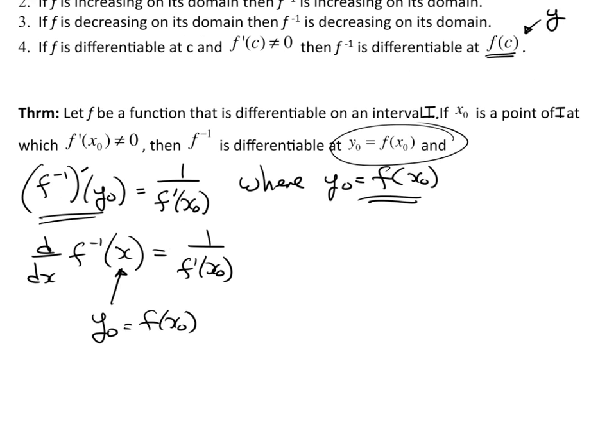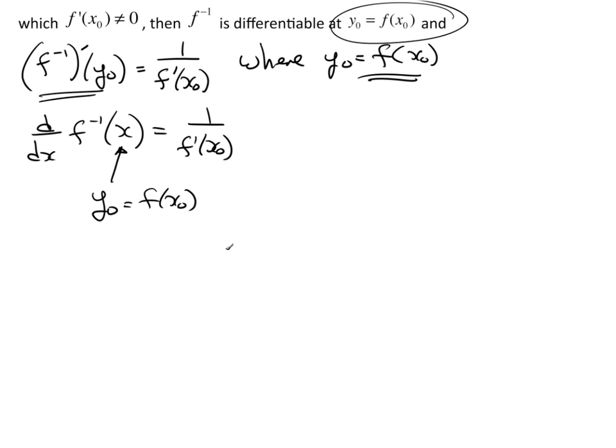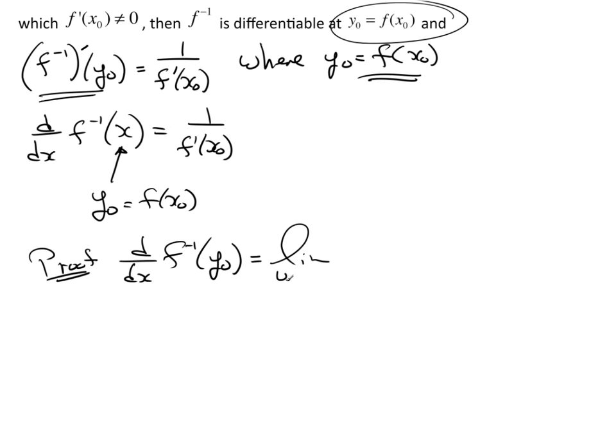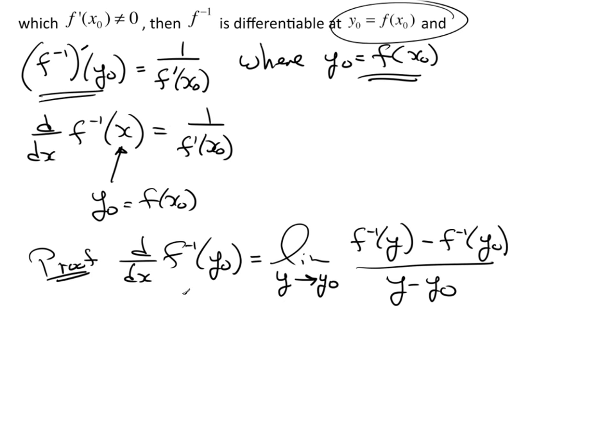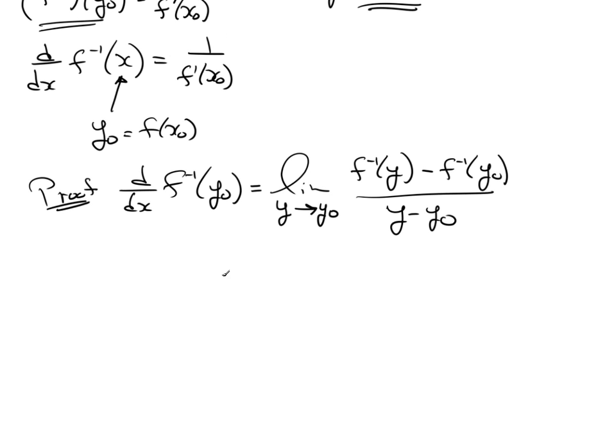Now, let me whip out a quick proof for you, because the proof is pretty simple on this, and it's kind of cute. So d dx of f inverse of y naught is equal to the limit as y approaches y naught of f inverse of y minus f inverse of y naught over y minus y naught. That's just using the limit definition for a derivative. There's nothing special going on there at all.